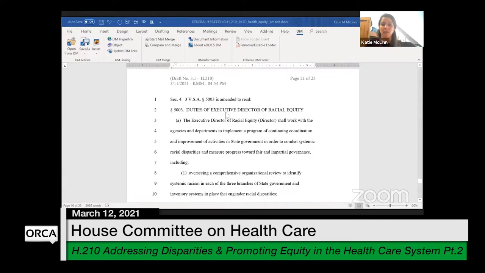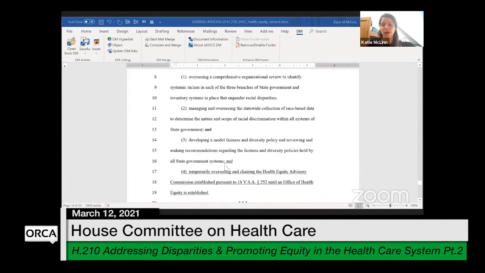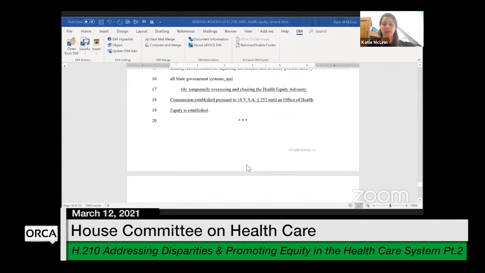And this, as we noted yesterday, is existing law about the duties of the Executive Director of Racial Equity. What is new in this section is Subdivision 4, which recognizes the fact that the Executive Director of Racial Equity is taking on temporarily the oversight and chairing of the Health Equity Advisory Commission under this proposal until the Office of Health Equity has been established.